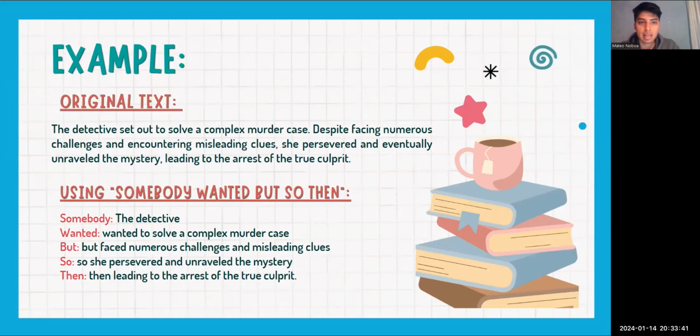The original text is talking about an imagined situation. And we can see how the paragraph looks now after using the somebody, wanted, but, so, then technique. We can see how the paragraph was divided into one, two, three, four, five different parts: somebody, wanted, but, so, and then.